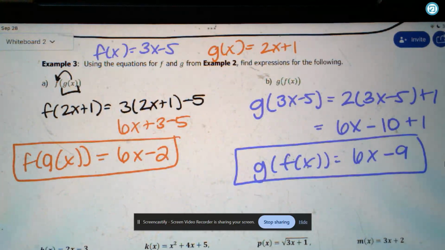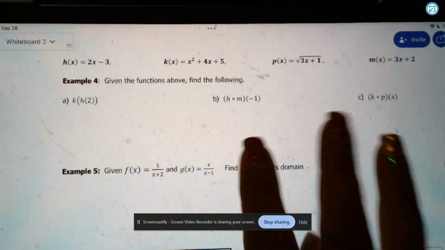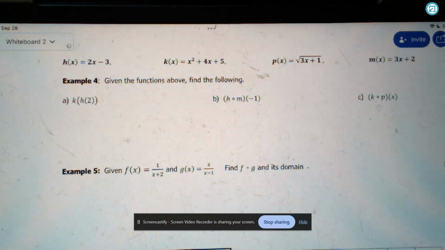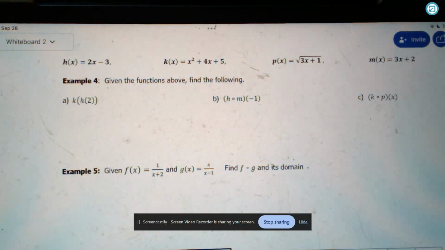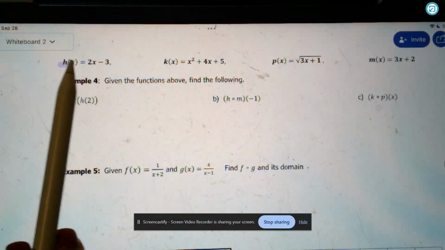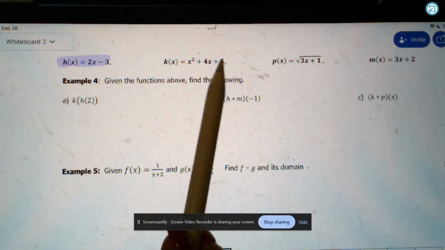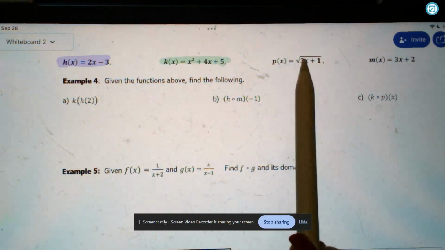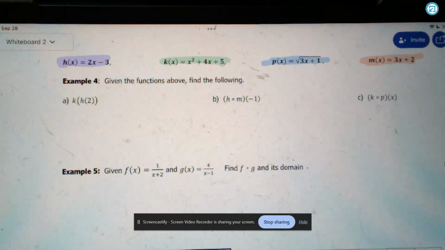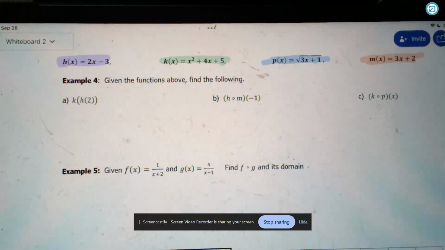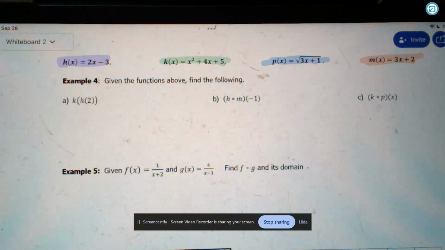All right, so next example. Lots of different stuff going on here. We've got 4 different functions up here: h, k, p, and m. Okay, so make sure, again, that you're using the correct function for everything you're doing. Start on the inside, work out.